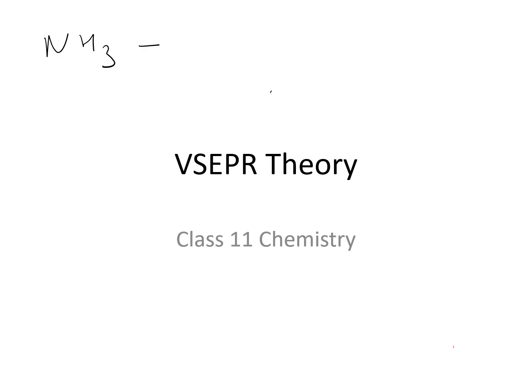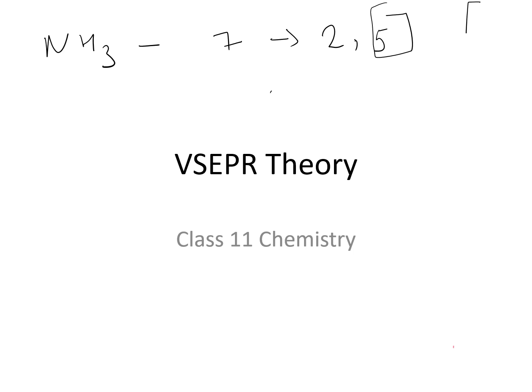How many valence shell electrons are present in nitrogen? Okay, first tell me the atomic number of nitrogen. The atomic number of nitrogen is 7. So, how will we write the electrons? In orbits 2 and 5. So, how many electrons are there in the valence shell? 5 electrons are there in the valence shell.